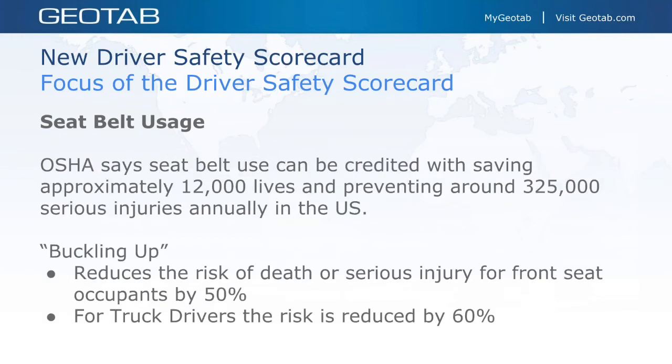OSHA says seatbelt use can be credited with saving approximately 12,000 lives and preventing around 325,000 serious injuries annually in the US. Buckling up reduces the risk of death or serious injury for front seat occupants by 50%. That is a huge number. For truck drivers, that risk is reduced by 60%. So it's the easiest thing there is to do. It's the number one safety tool drivers have available to them, and it has an enormous impact.